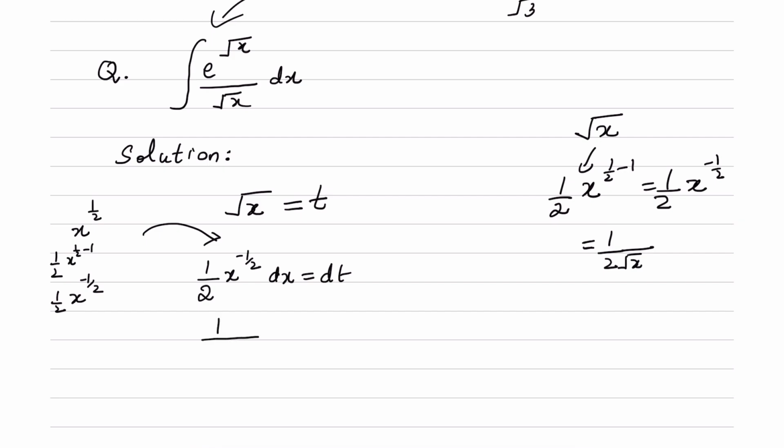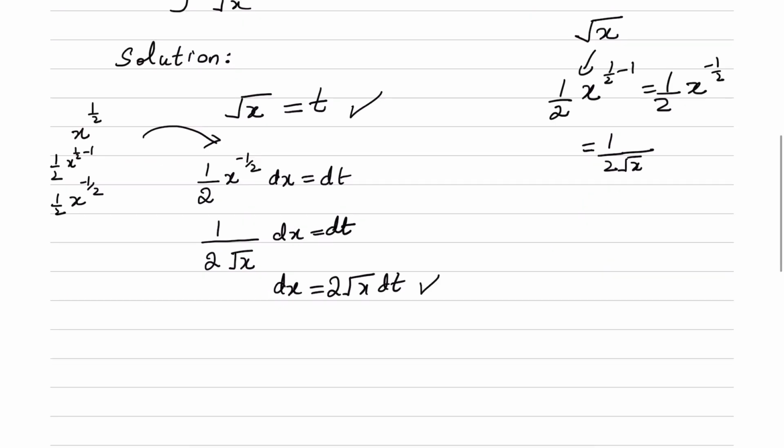Simplifying this gives us 1 over 2. We bring this x to power minus 1 by 2 down, so it becomes x to power 1 by 2, which can also be written as square root x. So dx is equal to 2 square root x dt. Now let's put square root x equal to t and the value of dx in our integral here. When we do that, we have e power square root x, which is t, divided by square root x, which is t, and the value of dx is 2 square root x dt.